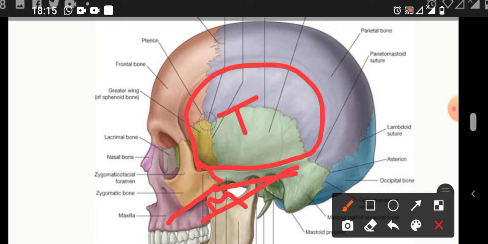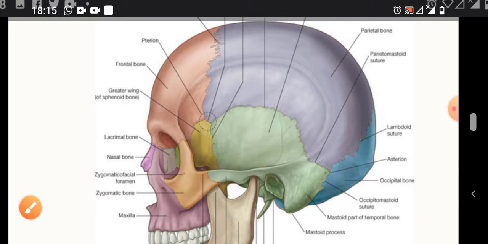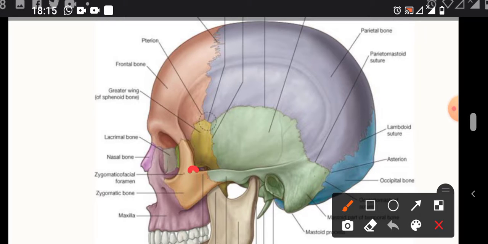This arch is basically separated from the sides of the skull by a gap, and this gap is deeper anteriorly than posteriorly. The lateral surface of this arch is subcutaneous. The anterior end of the upper border is called the jugal point. I am clearing it for you, and again I will show it: the anterior end of the upper border is called the jugal point.